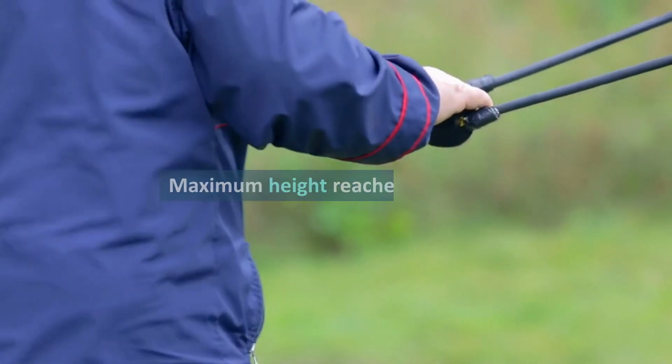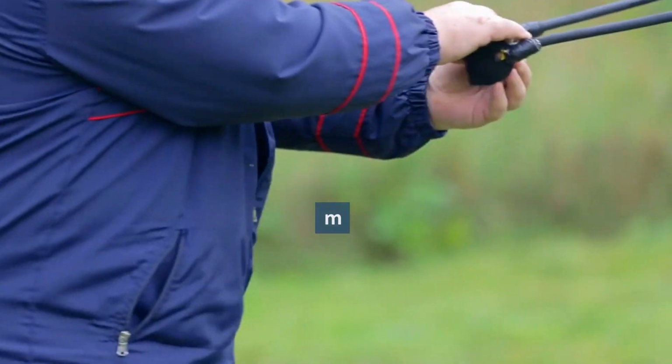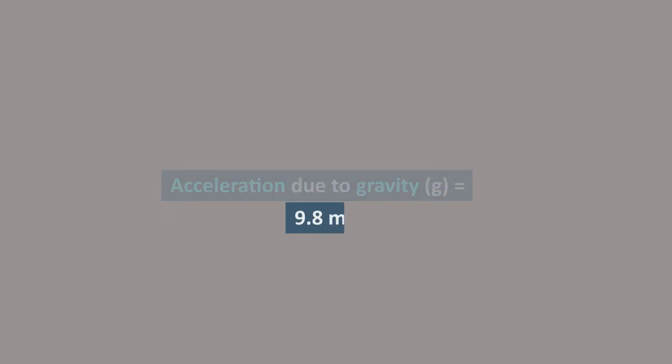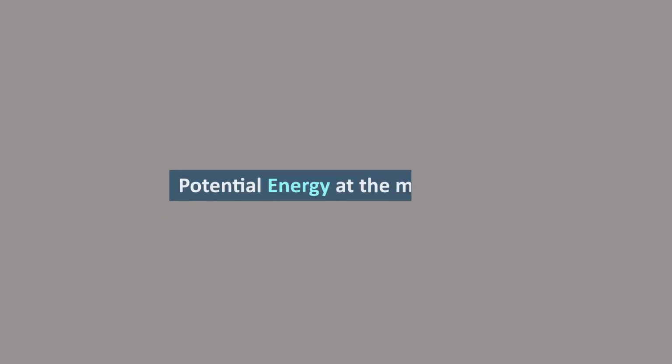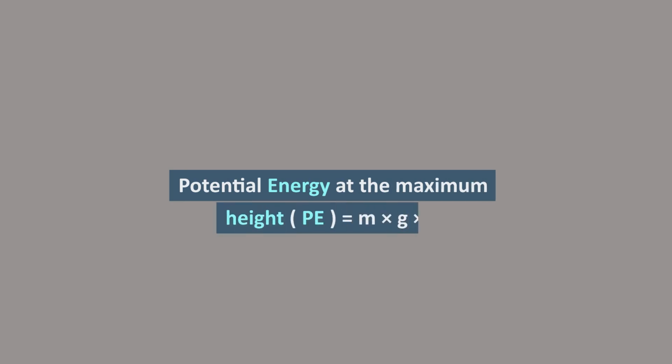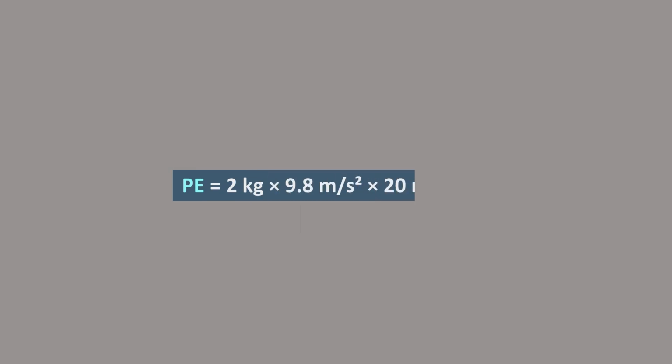Given mass of the projectile, m, equals 2 kilograms. Maximum height reached, h, equals 20 meters. Acceleration due to gravity, g, equals 9.8 meters/s squared. Potential energy at the maximum height, P, equals m times g times h. P equals 2 kilograms times 9.8 meters/s squared times 20 meters equals 392 joules.